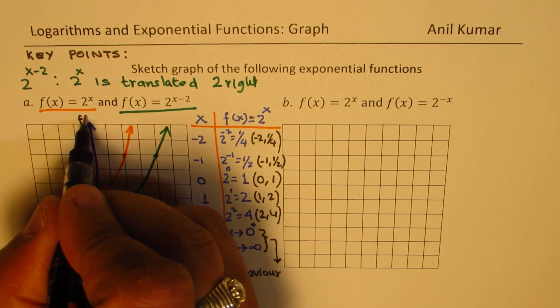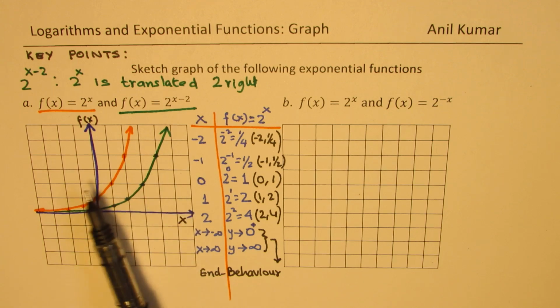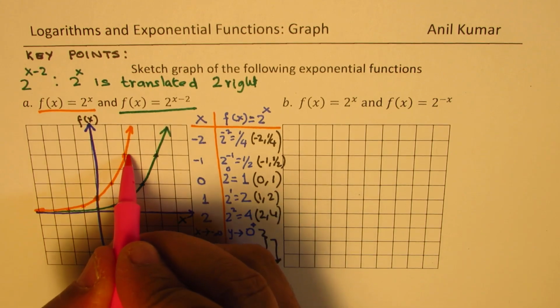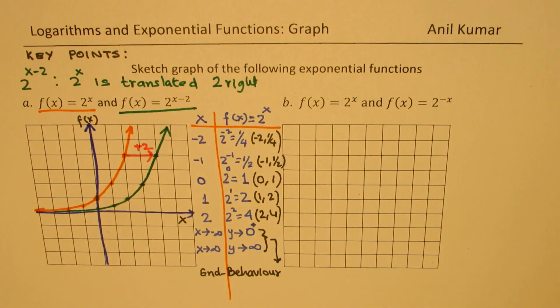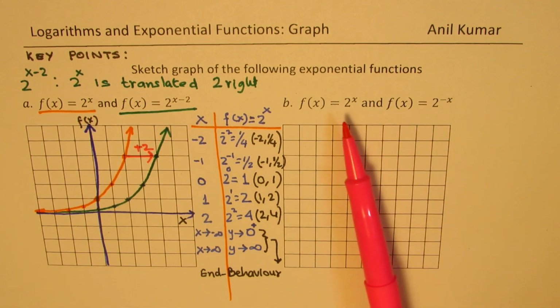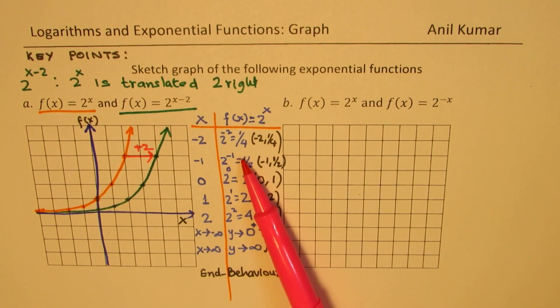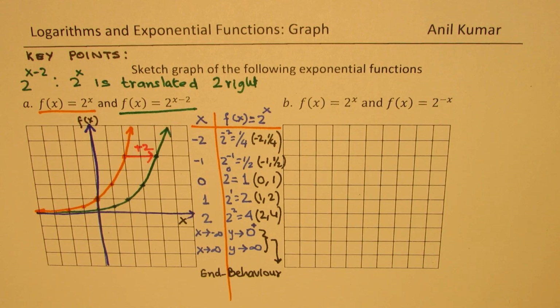Let me write f of x here. So we have both the graphs on the same graph, and you can see how it works. So basically, every point here has been moved 2 units to the right. That is what it is. Now let us try to sketch the other function, which is the base function. We can use these values, and this is 2 to the power of minus x. What does that mean? It means the reflection, right?